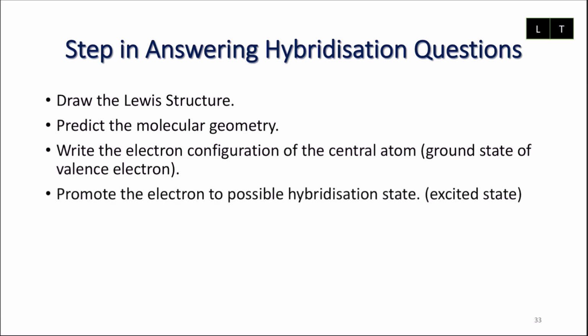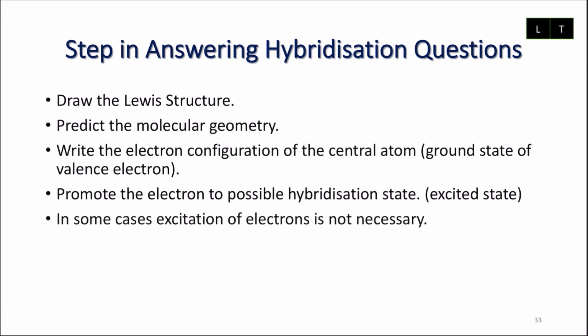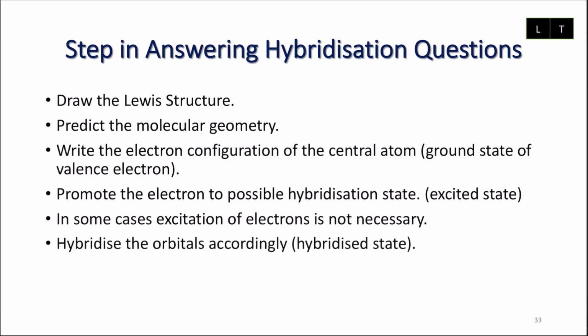Next, you have to promote the electron to possible hybridization state. At this part, we are going to excite the paired electron to make it an unpaired electron. However, it is not necessary for all molecules, so we have to take a look very carefully at this one. And last one, we have to hybridize the orbitals according to their hybridized state. So if you take a look here, there are quite a lot of steps here, kan, nampak banyak. Don't worry, we are going to do it step by step.